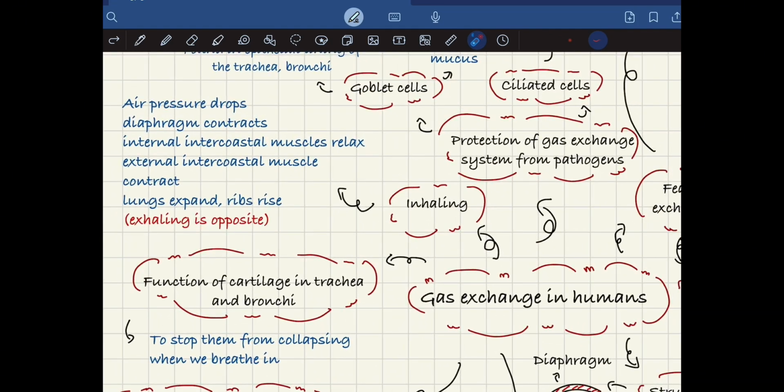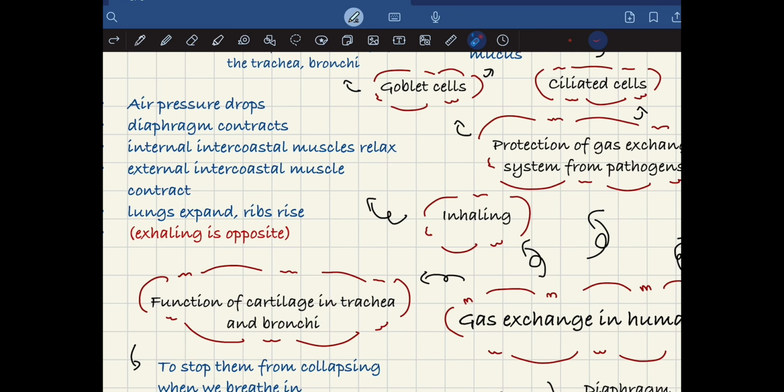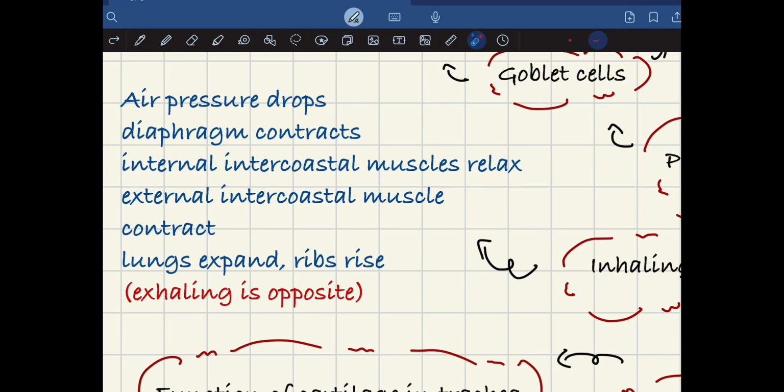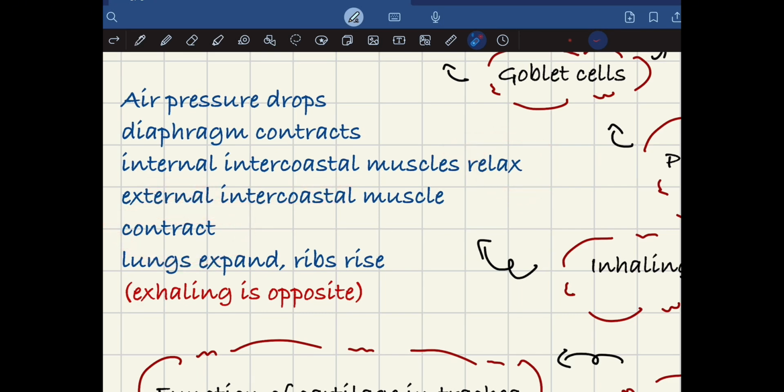Okay, so next is what happens in our gas exchange system when we're inhaling. The first thing that happens is your air pressure will drop. And then your diaphragm will contract, your internal intercostal muscles will relax, and your external intercostal muscles will contract. Sorry, let me repeat that. Internal intercostal muscles will relax, external intercostal muscles will contract. Notice how it works oppositely.